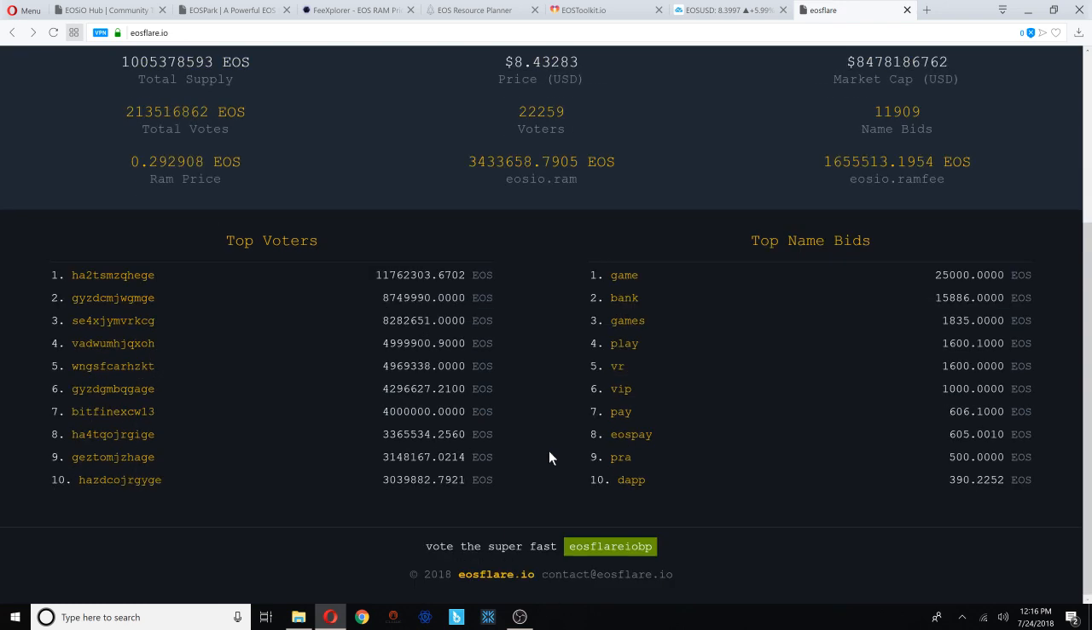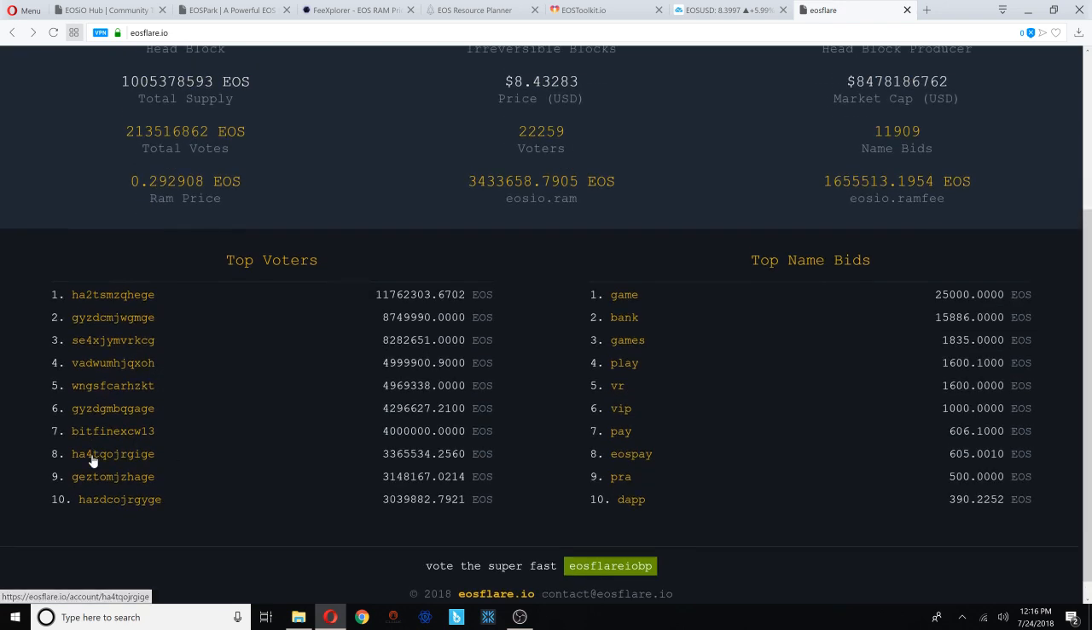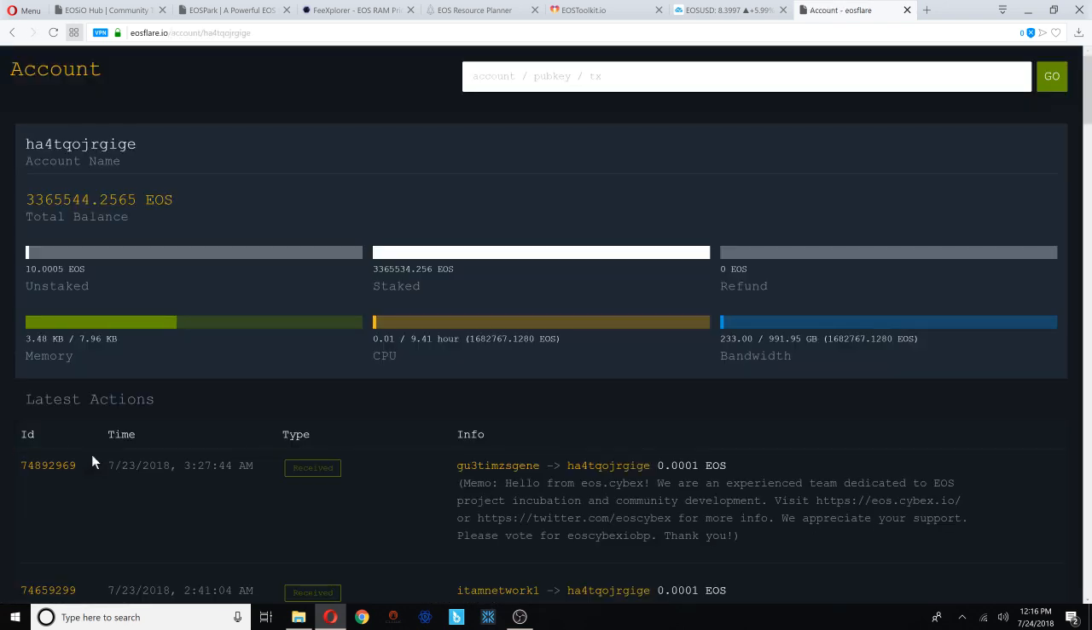Guys, let's click on one of these accounts for this example. You can see that EOS accounts are made of CPU, bandwidth, and memory. Now, in order to increase your CPU and bandwidth power on your EOS account, you need to stake more EOS. The more EOS you stake, the more you can increase your CPU and bandwidth power on your EOS account. Now, in order to increase your RAM memory, you need to buy that RAM directly from the EOS blockchain.